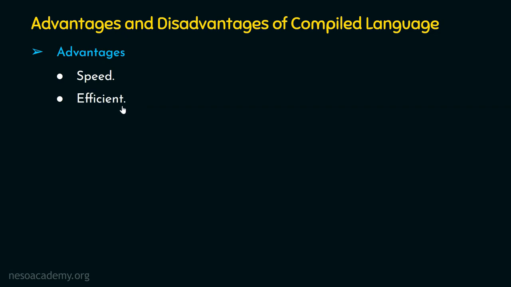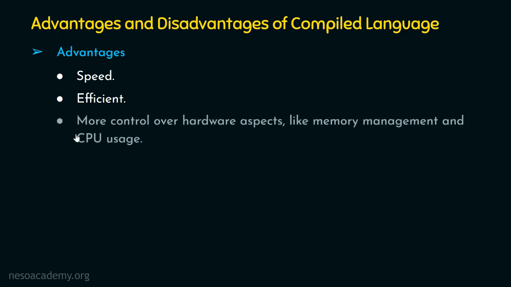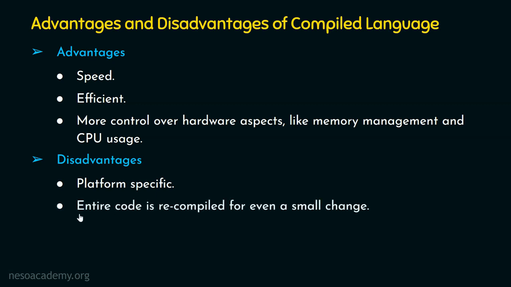As compiled languages are converted directly into the machine code, they tend to be better tied with the underlying platform or the machine, and thus we can have more control over hardware aspects like memory management and CPU usage. Now that we have gone over the advantages of compiled language, let's see a bit of disadvantages also. Compiled languages are platform specific. That is, they are not portable, and a program written for one platform can be executed only on that platform and not elsewhere. Another disadvantage of compiled language is that the entire code is recompiled for even a small change. Now this particular factor adds to the overhead while making any change in the program or the code. So now we understand the advantages and the disadvantages in case of a compiled language.